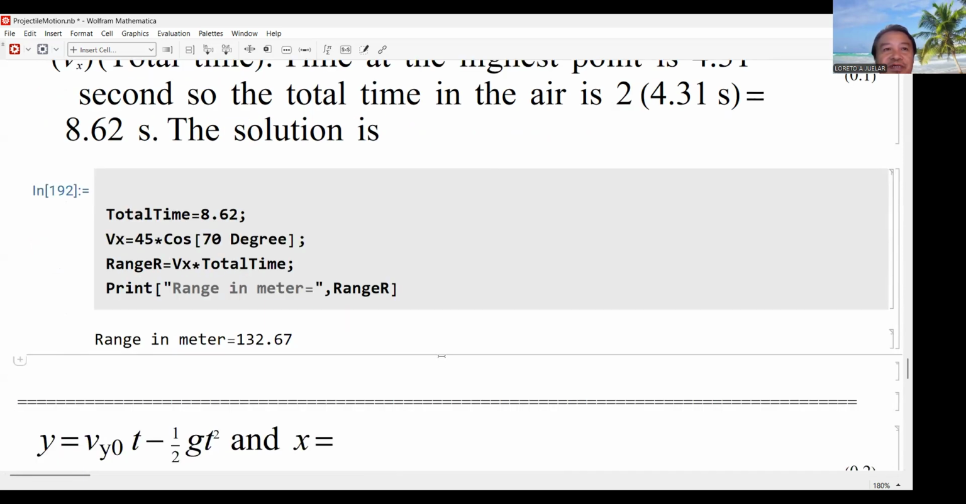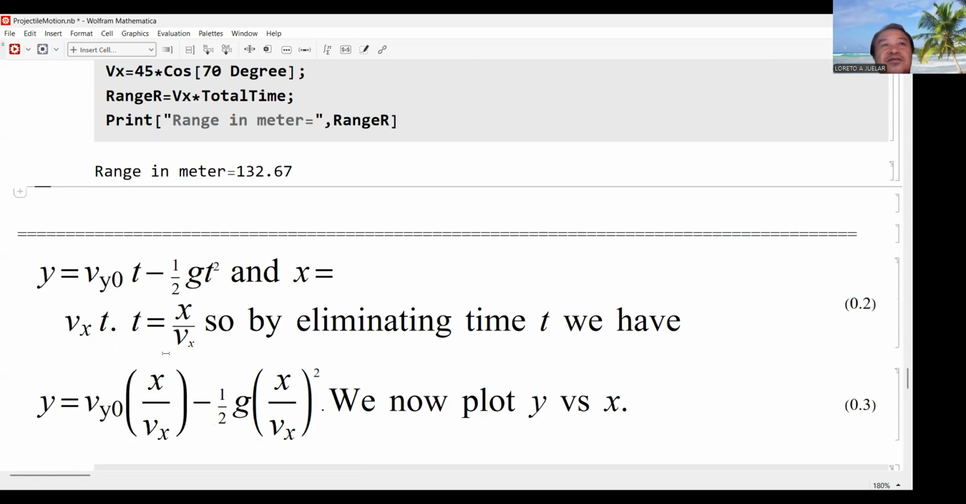by Mathematica programming. Now we have the displacement here as a function of time, and we have the x displacement as a function of time. This one.